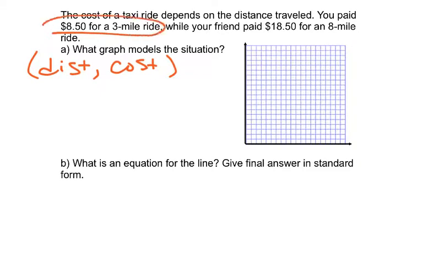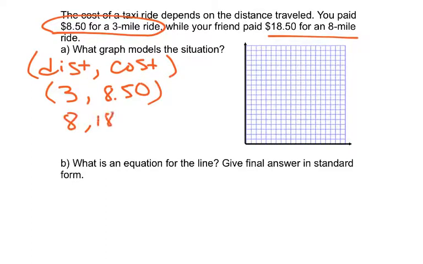We are told that our distance is 3 miles and it costs $8.50. And when our distance is 8 miles, it costs $18.50. So let's let our distance be our x-coordinate here and cost on our y-axis. And we're just going to go by single units. So we need to, let's see, 1, 2, 3 is here. 8 would be there.